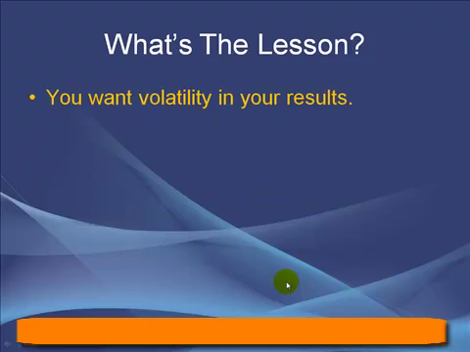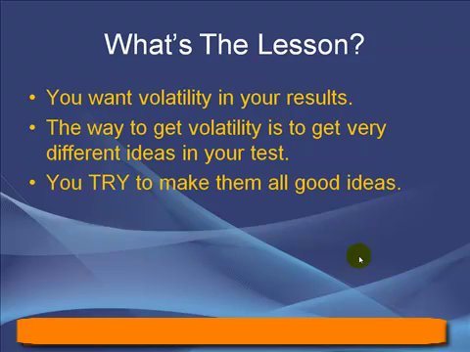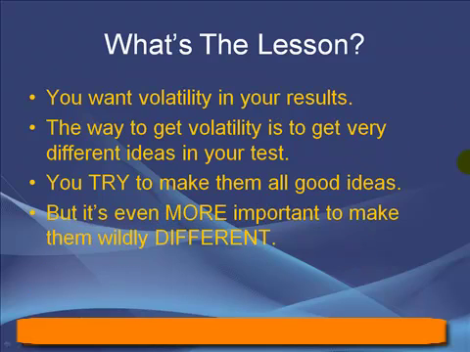So what's the lesson here? You want volatility in your results. The way to get volatility is to get very different ideas in your test. You try to make them all good ideas. You're not trying to make dogs, okay? But the very fact that you're making them very different means you run the risk of having some dogs, but you also run the risk of having some very good ideas that outperform the control by a lot. So it's even more important to make sure all of your ideas are wildly different.